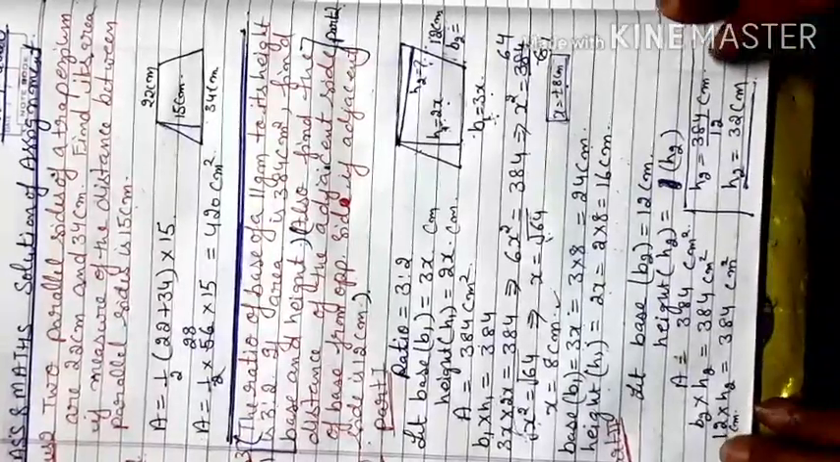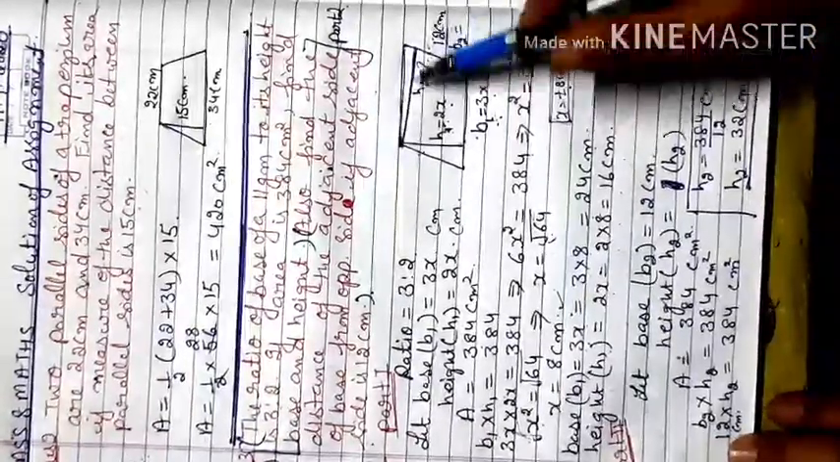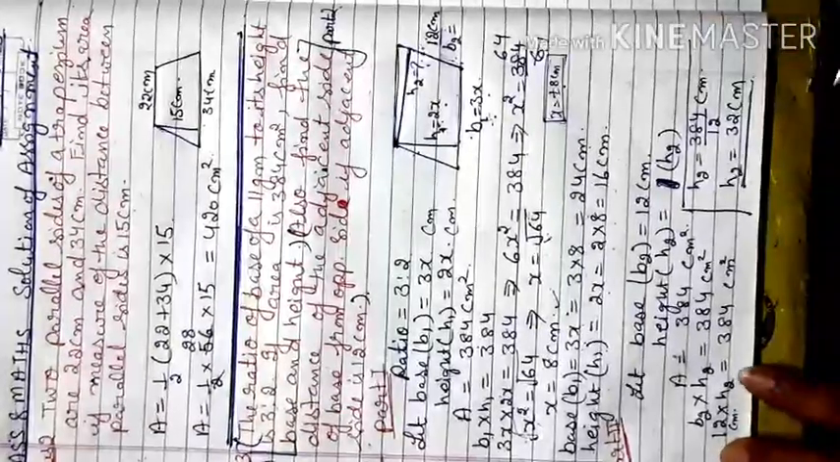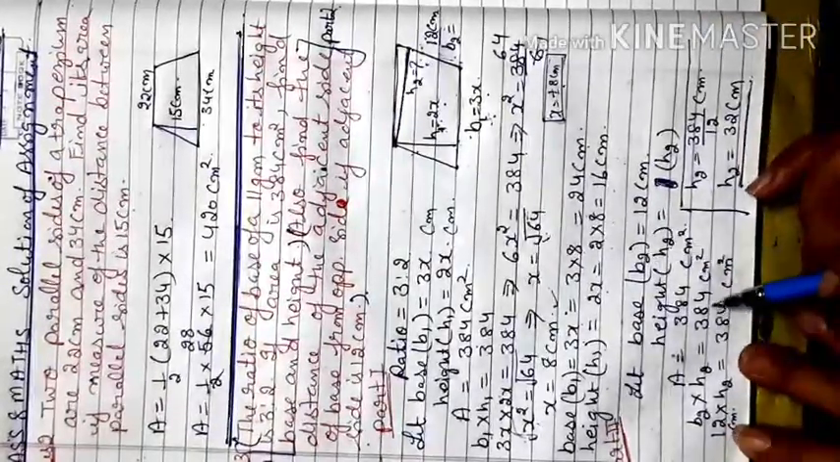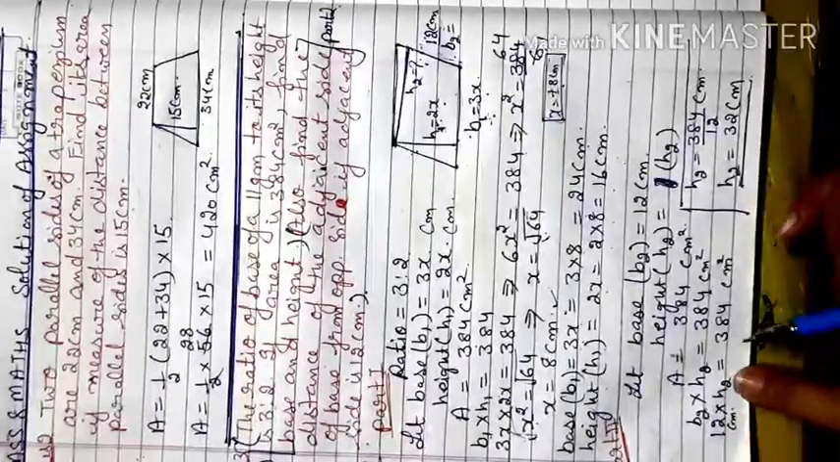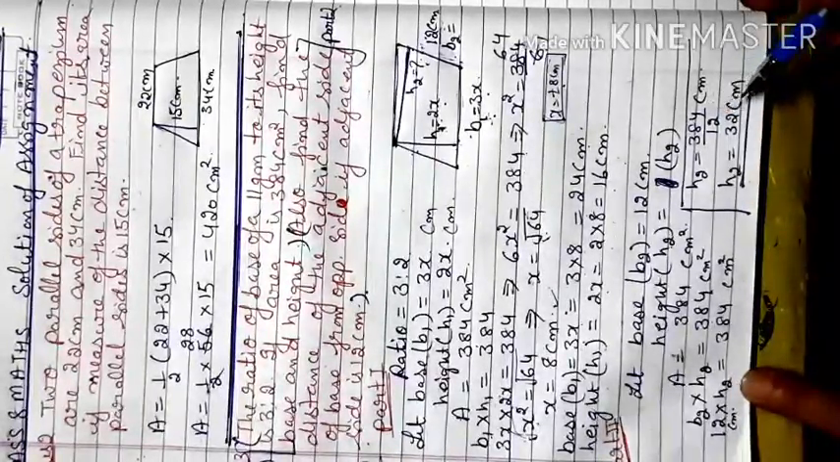In the second part also, you have base 2 given and you have to find height 2. The area is already given in your question. So base 2 into height 2 is equal to 384. Base 2 is 12 centimeter, so height 2 is 384 divided by 12, which gives me 32 centimeter.